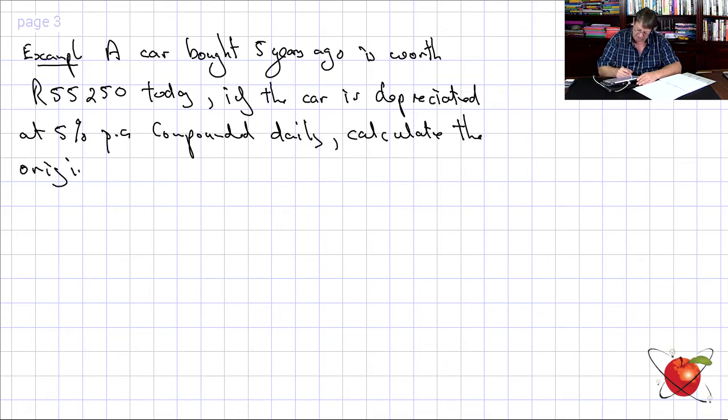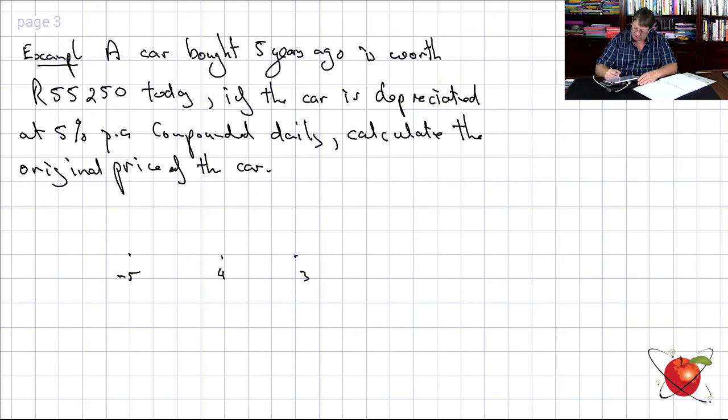Typical question. Original price. All right, so we do a timeline, don't we? The original price, well, obviously of the car. So let's do a timeline. We're now going backwards, aren't we? We're actually saying, if you like, here's 5, 4, 3, 2, 1, and this is actually now. So they've told us the car now is 55,250.